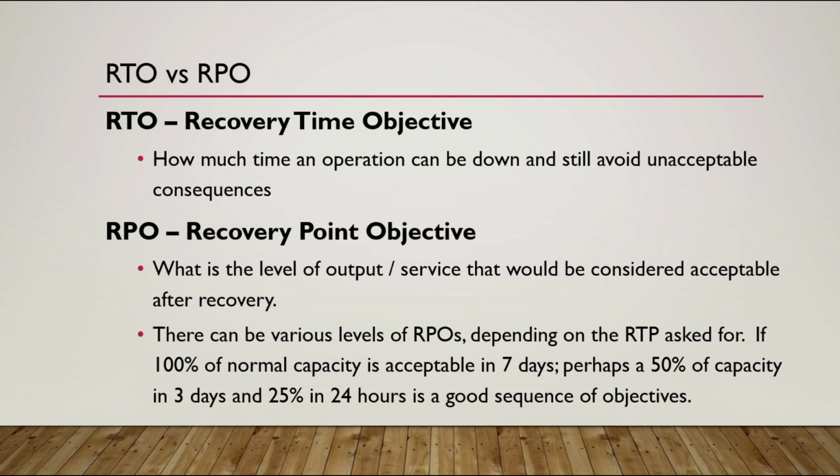Look at it this way. There are various levels of RPOs depending on what the recovery time objective is asked for. If 100% of normal capacity is acceptable in 7 days, perhaps 50% of the capacity in 3 days and 25% in 24 hours is a good sequence of the objectives.